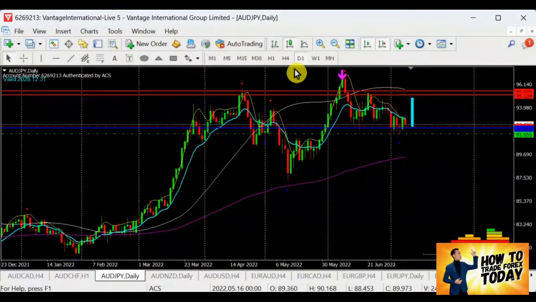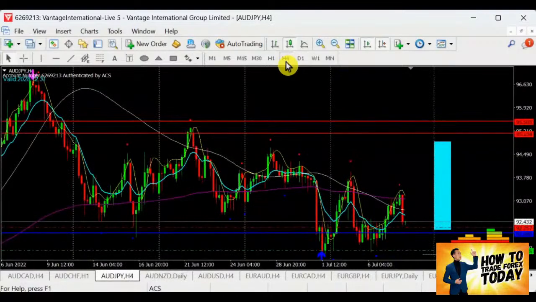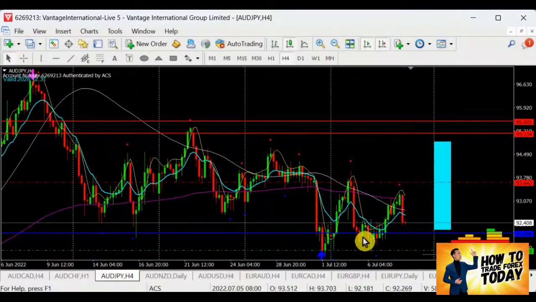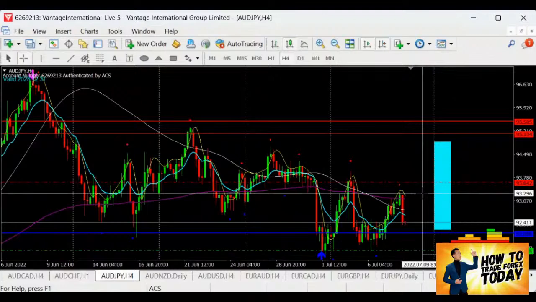It seems like it's coming back for a retesting today. All right, so Aussie yen over here, as we are going to look out for the resistance first. So over at this point here, we have one resistance level. Okay, so before it actually tested the resistance, it formed up a new resistance right below.